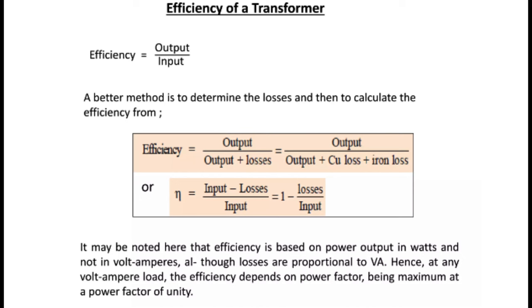Output power equals V2 I2 cos φ2, whereas losses are I1² R1, the primary copper loss, I2² R2, the secondary copper loss, and iron loss. Since the transformer has very high efficiency, it is possible to calculate efficiency to greater accuracy by expressing it as output by input, that is input minus losses by input. This equals 1 minus losses by input. Efficiency equals 1 minus (I1² R1 plus I2² R2 plus iron loss) divided by V1 I1 cos φ1.